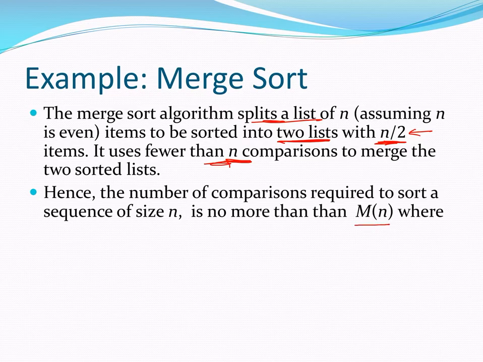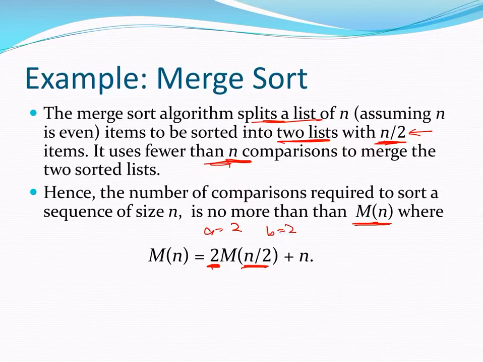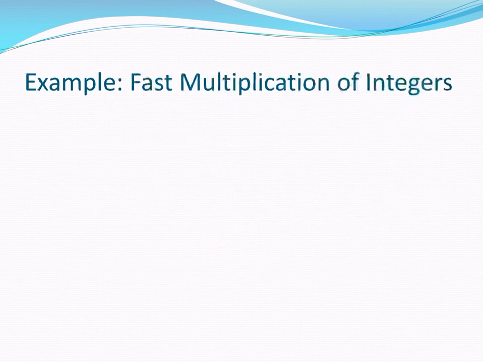And we'll call the number of comparisons to merge a list of size n, mn. And we've got two subproblems, the upper half of the list and the lower half of the list. So a is equal to 2, b is equal to 2, and g of n equals n. Okay. All right, one more that will be perhaps new.